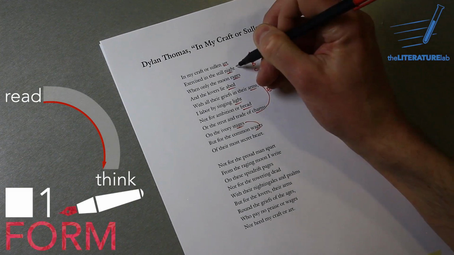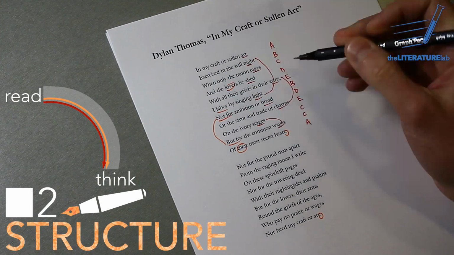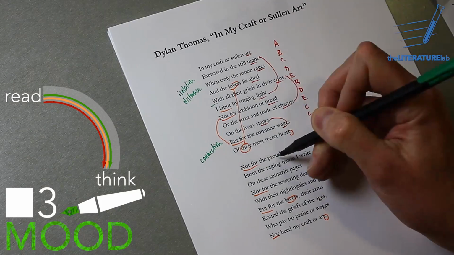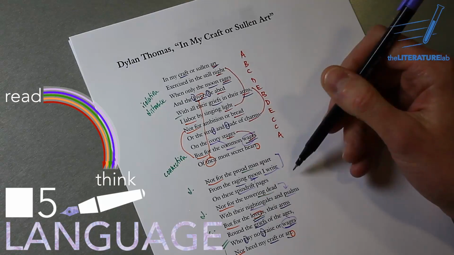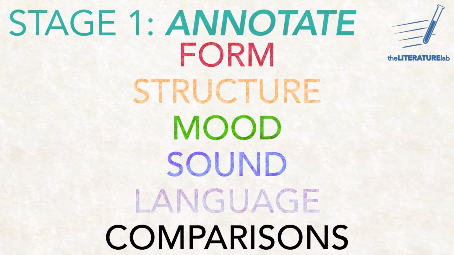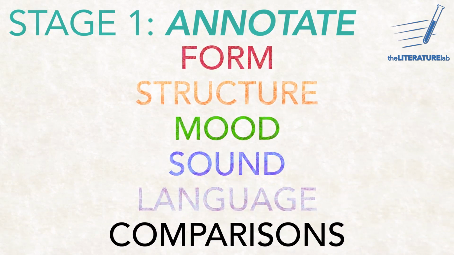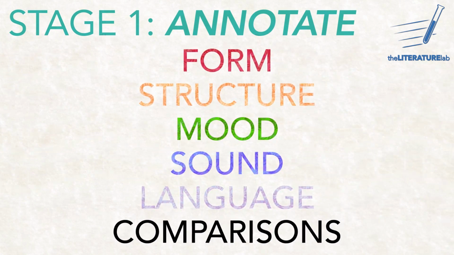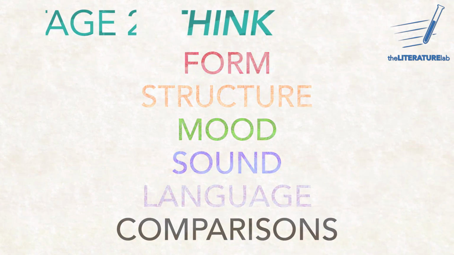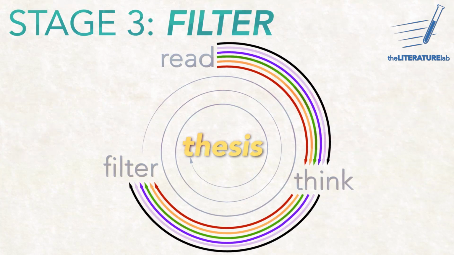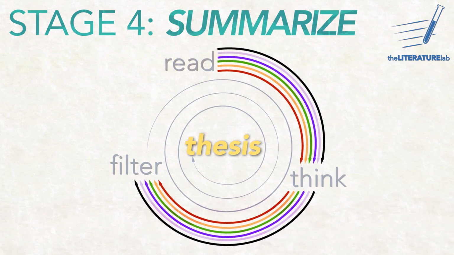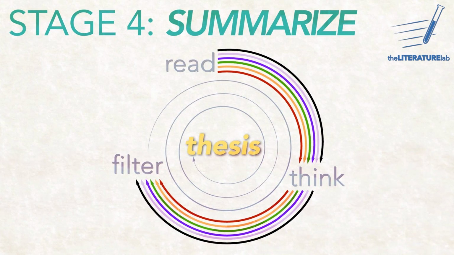So let's review. You've begun by annotating your text, looking for 6 features: its form, its structure, its mood, its sound, its language, and its comparisons. You've then looked at all of those annotations, and you've thought about them by looking at how the different parts work together while not trying to account for everything. You've filtered those notes by thinking about how they're connected to each other and how you can build them into an argument which you then summarize in a very succinct and well-expressed thesis statement.